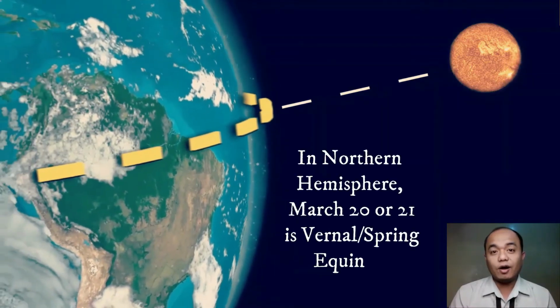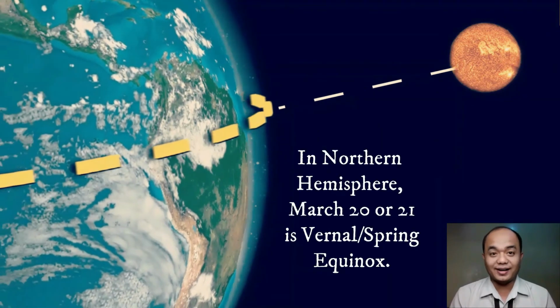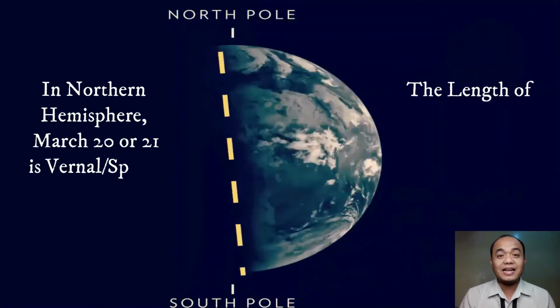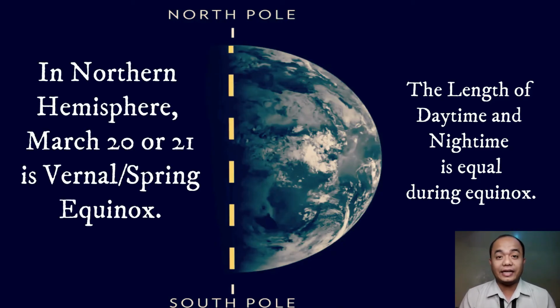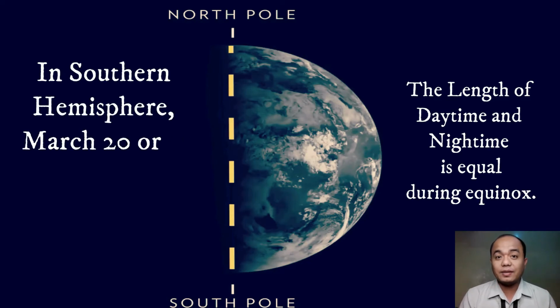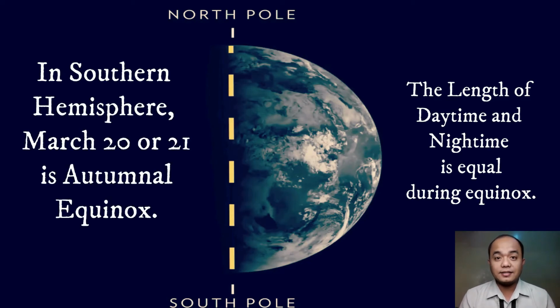The first equinox happens on March 21. The length of the day and the nighttime is equal. This is also called spring or vernal equinox here in the Northern Hemisphere. But in the Southern Hemisphere, they experience Autumnal Equinox.